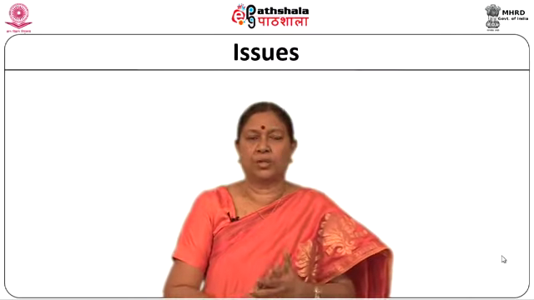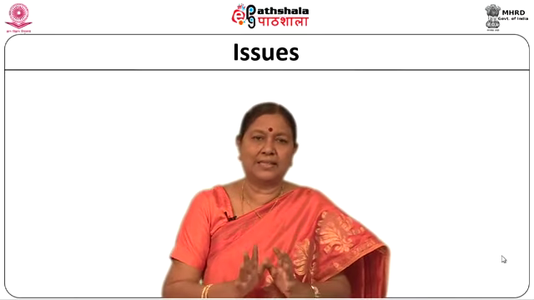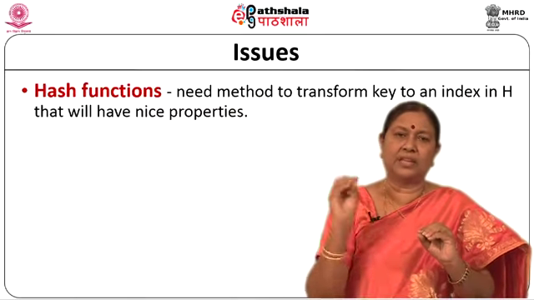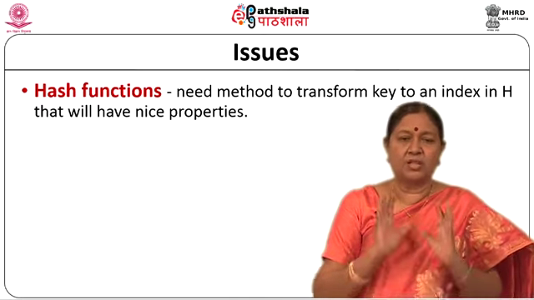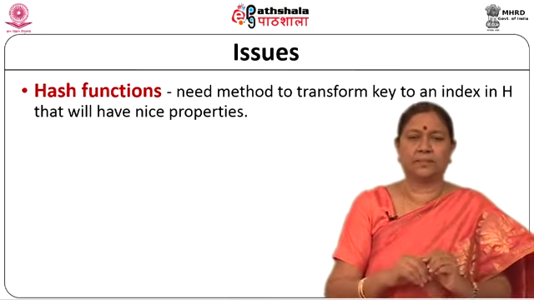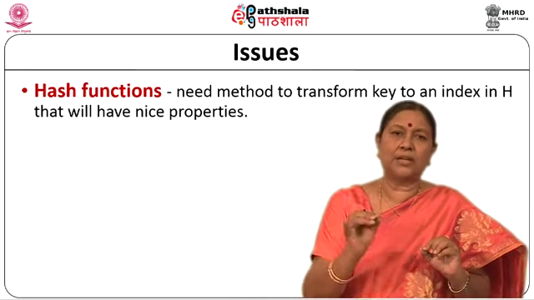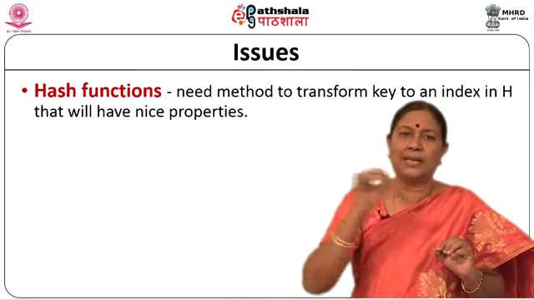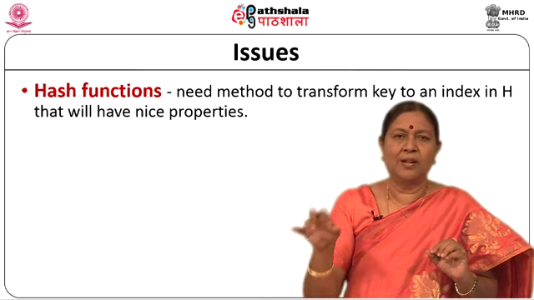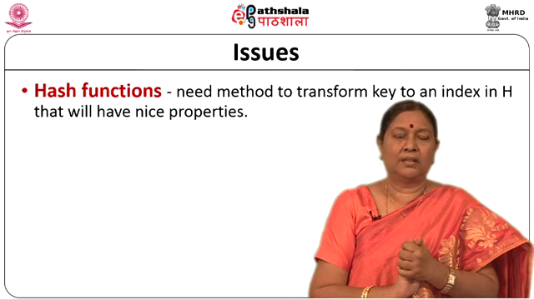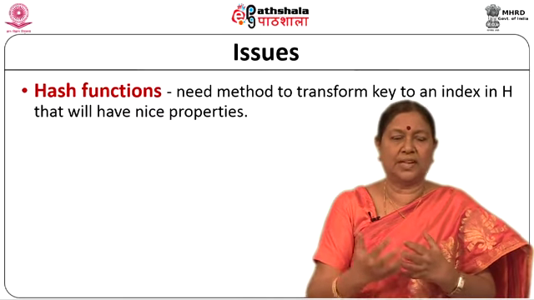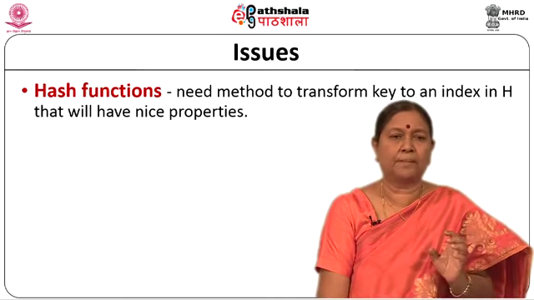Now, let us look at the issues. I very conveniently and magically said that h of the key will provide you a slot. Now, how is this h? h is a function, called the hash function. You need a method to convert the key to an index in the hash table, and it should have some nice properties, because the indexing should come out properly. So, for that we need some properties. Let us look at that.